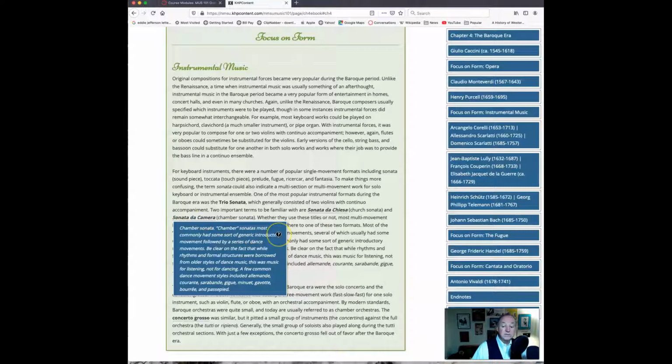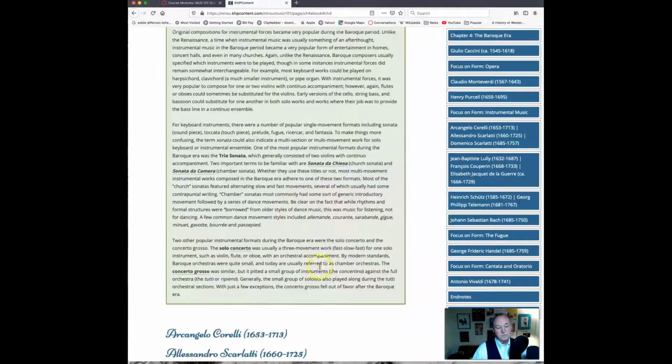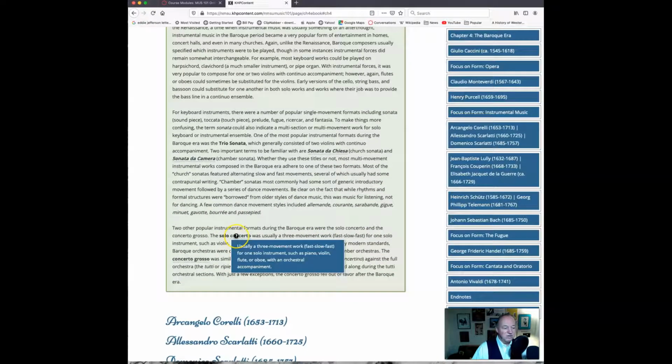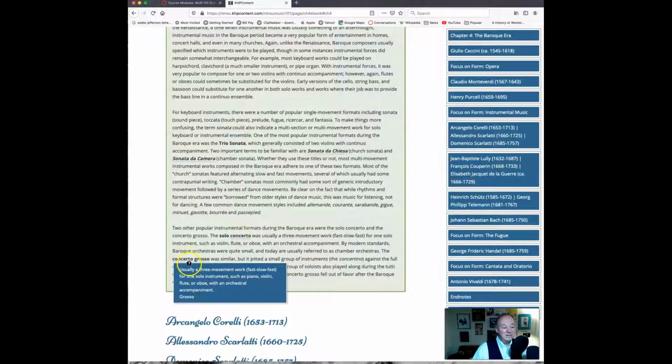And they use this same basso continuo accompaniment that was developed for opera, but now we're stacking instrumental music over it. We get into the solo concerto, which will be important from now until the end of the semester, and this little thing called the concerto grosso that really only happens here in the Baroque period. Make sure you understand the difference between those two.